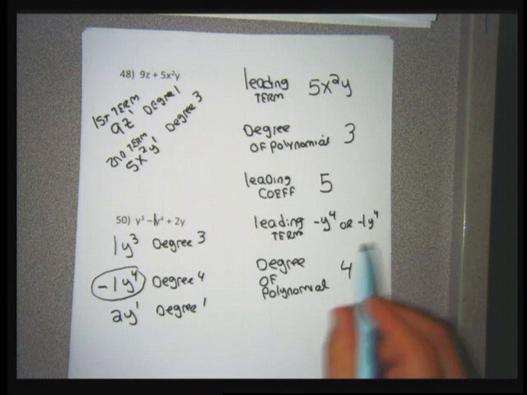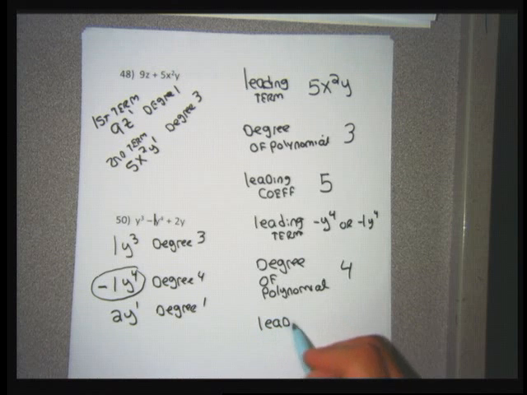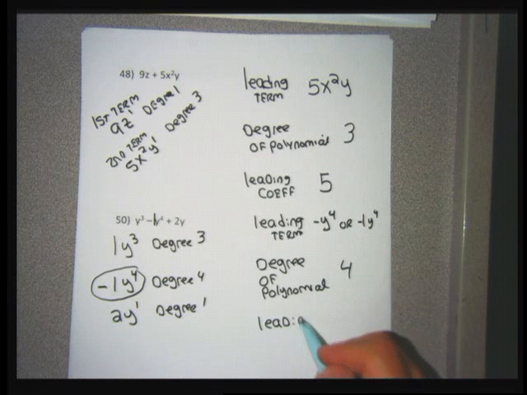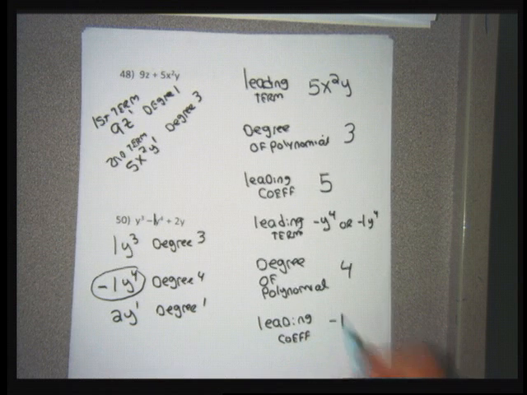It's almost nicer to write it with the 1, because that helps you get the leading coefficient, because the leading coefficient is the coefficient of the term that has the highest degree. So in this problem, I'd say the leading coefficient is negative 1. Even though it wasn't a number that was written in the problem, it's still considered the leading coefficient.